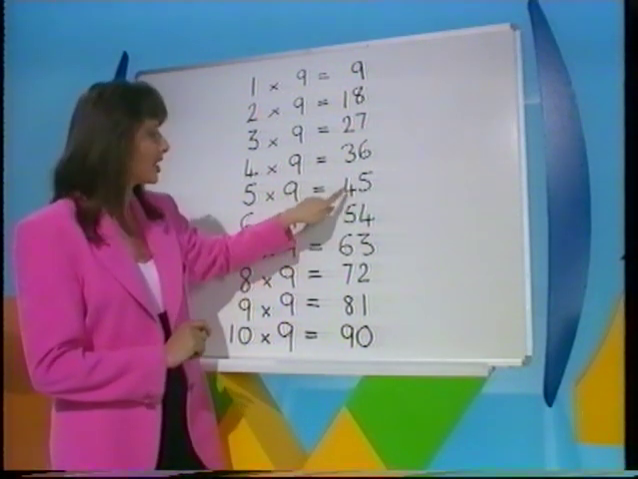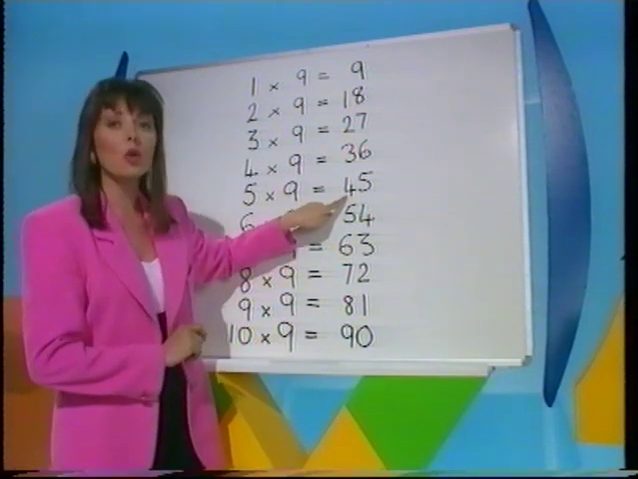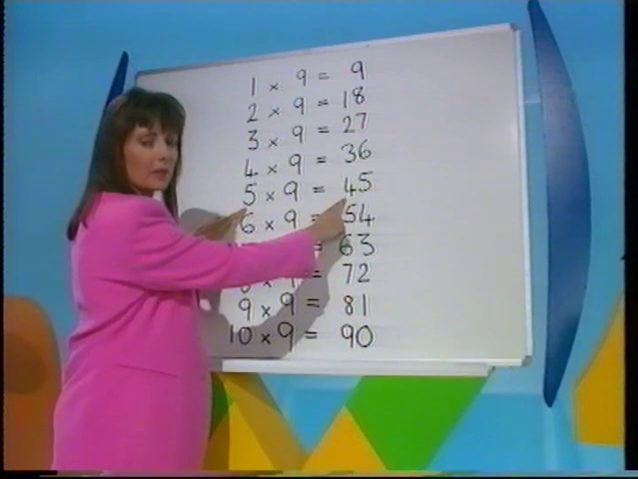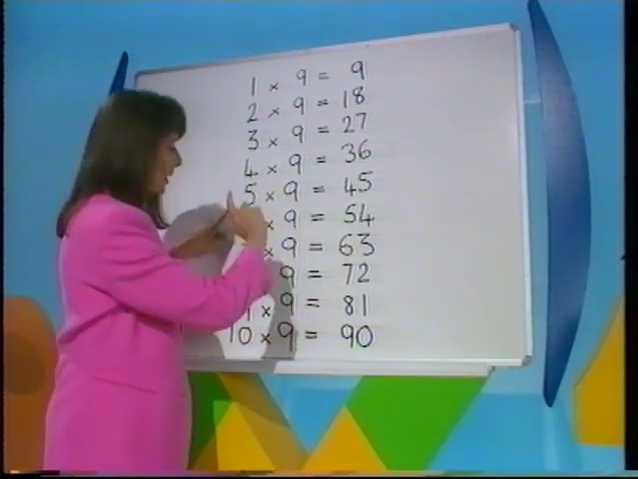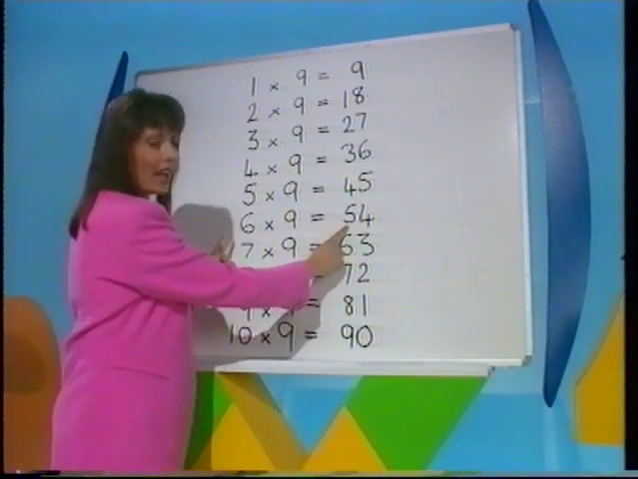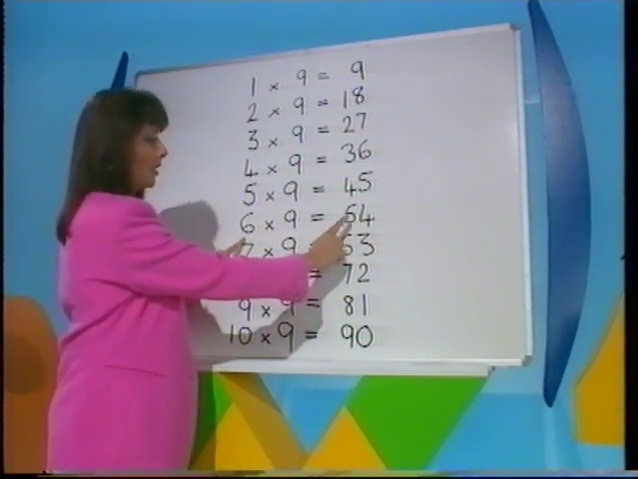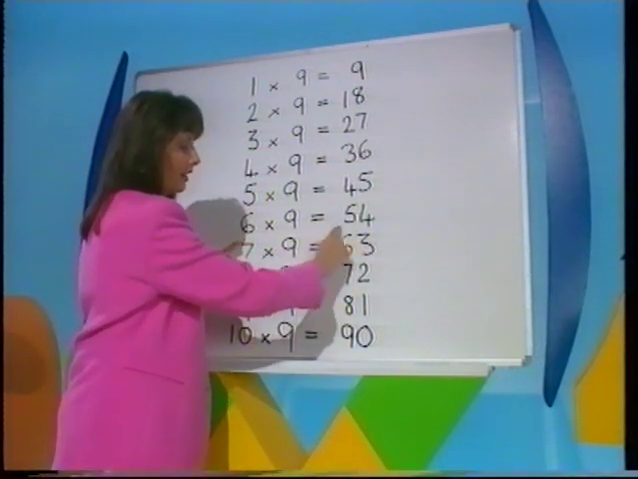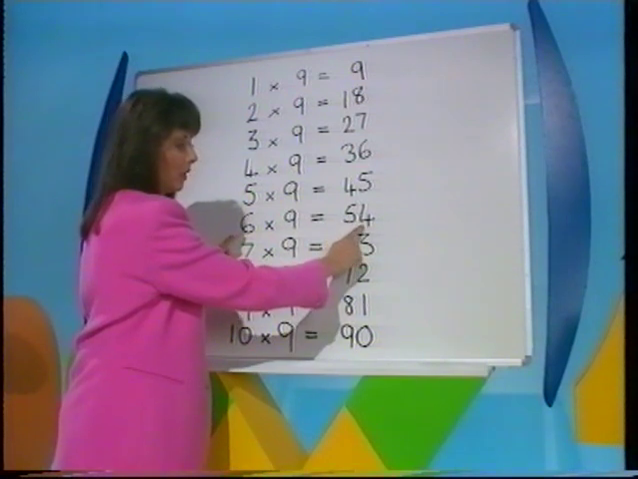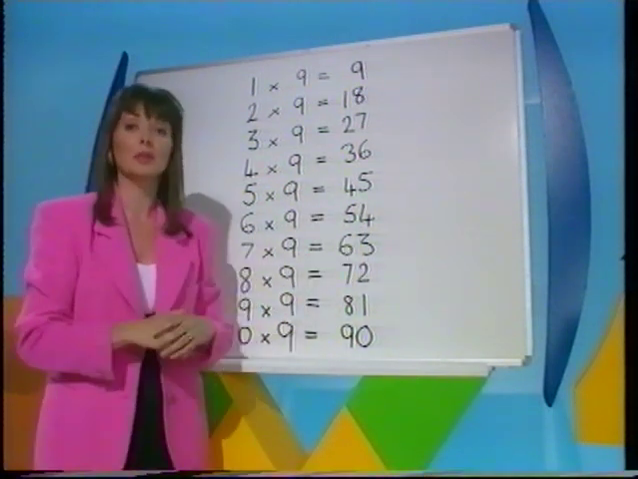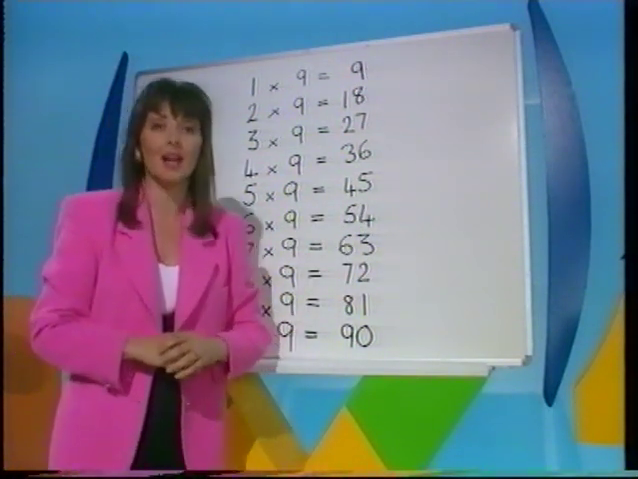And the figure in the tens column of the answer is always 1 less than the number you've multiplied 9 by. So, sounds complicated, but look at this. 6 times 9. The figure in the tens column will be 1 less than 6, so that's 5. And we know that this answer must add up to 9. So the answer is 5, then 4. 5 plus 4 is 9. The answer is 54.